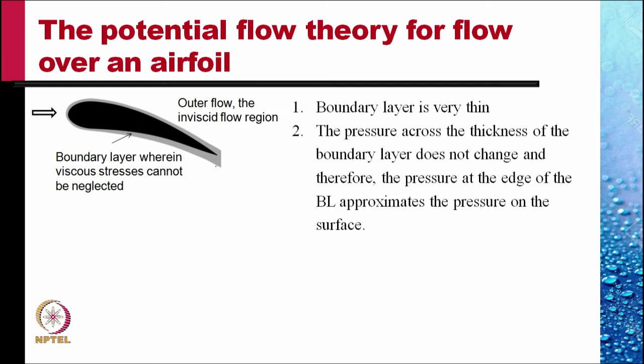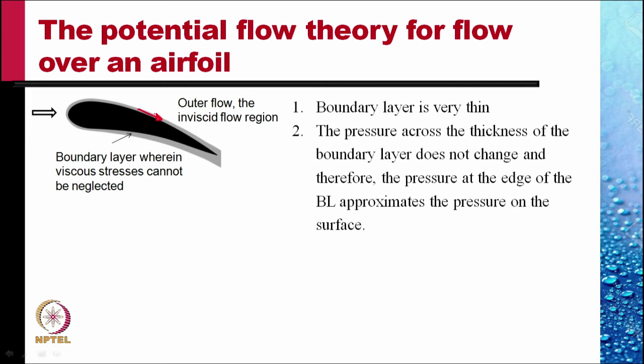I mentioned earlier that the potential flow theory can predict the lift of an airfoil. Why is that so? Consider the airfoil as shown on the left. Suppose the flow is not separated and the boundary layer is thin, and within this boundary layer the viscous stresses cannot be neglected. Outside this boundary layer, in the region called the outer flow region, the flow can be treated as inviscid. And this inviscid flow is potential flow with an inner boundary condition that the velocity is tangential at the edge of the boundary layer, right here.